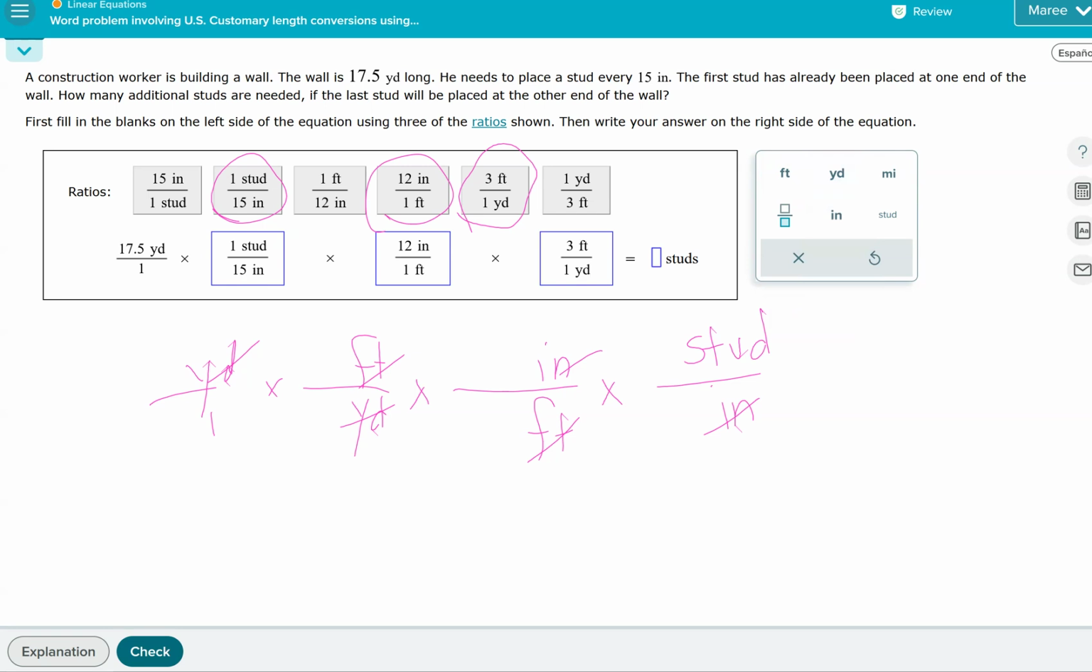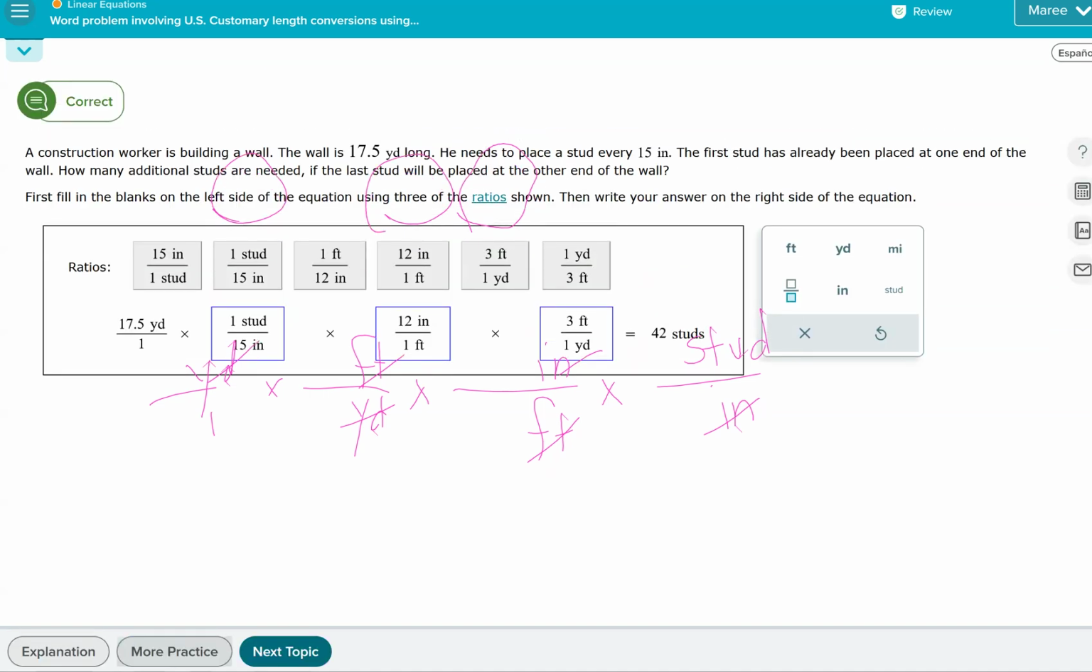Boom. So we're going to do 17.5 times 12 times 3, or 17.5 times, I know 12 times 3 is 36. Then we'll divide by 15 and we get 42. So we should have 42 for our studs. Boom. So that told us it doesn't matter what order you put them in as long as you have the 3 correct ones. So that's the end of the lesson.